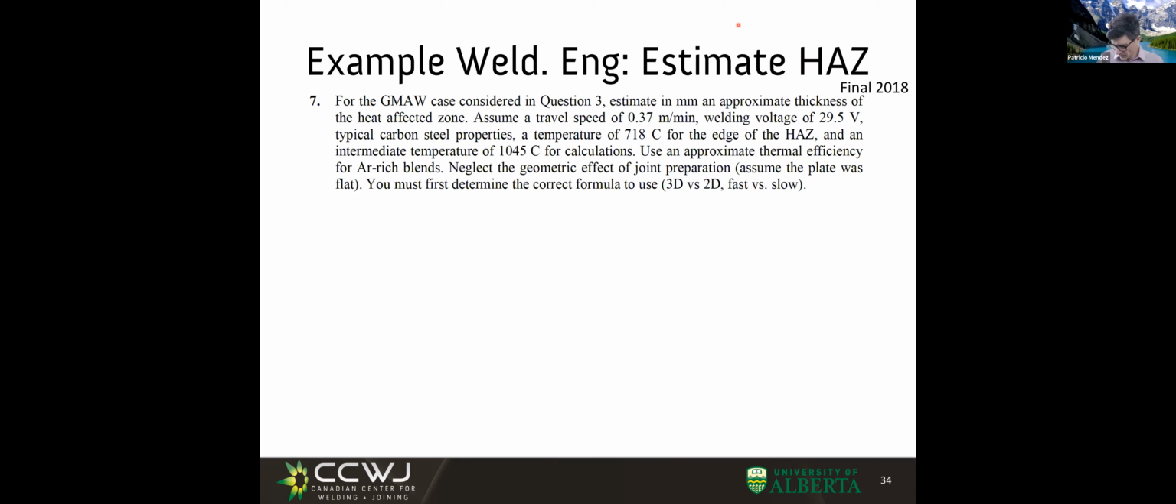So this question is, how thick is the heat affected zone in a particular weld? Here we have the travel speed. Here we have the voltage. I didn't say here what the current is, but you used to know it, and I'm going to make sure we have it. And it asks what temperature to assume for the edge of the heat affected zone.